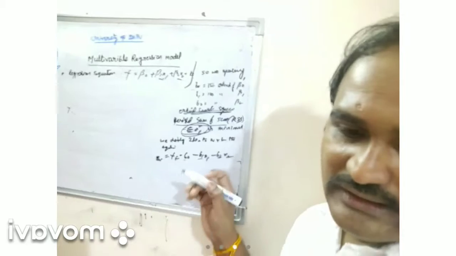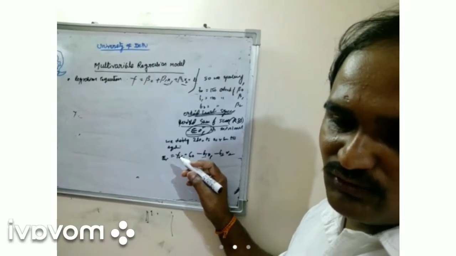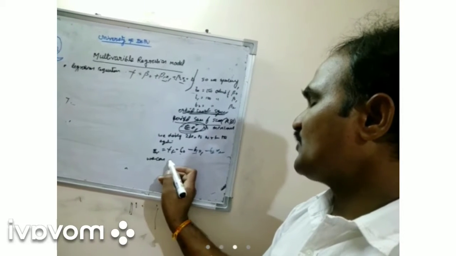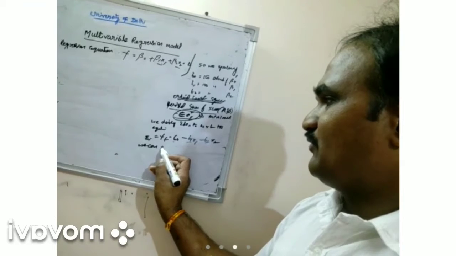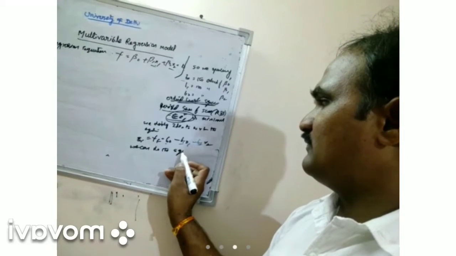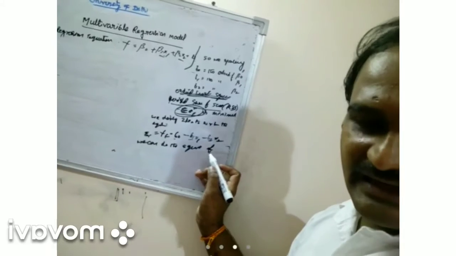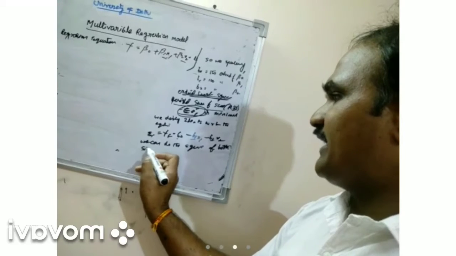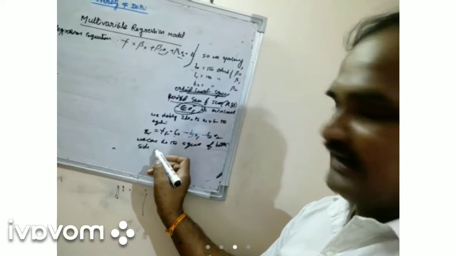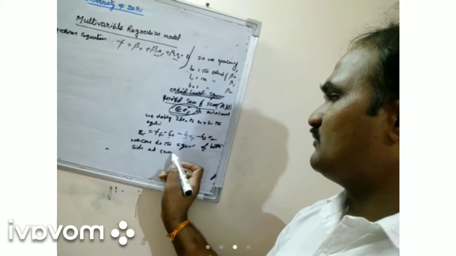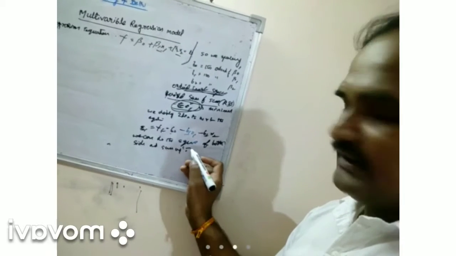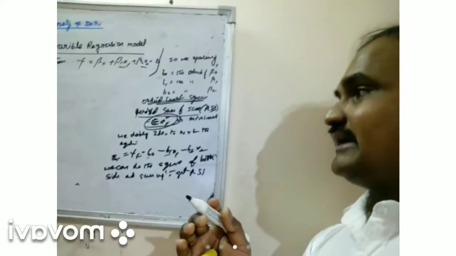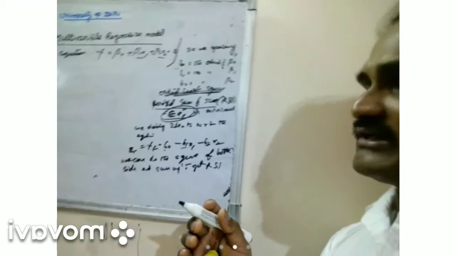We have to square both sides and sum up to get the RSS. You can do the square of both sides, and sum up to get the RSS. What is the RSS? The RSS is the residual sum of the squares we will get.